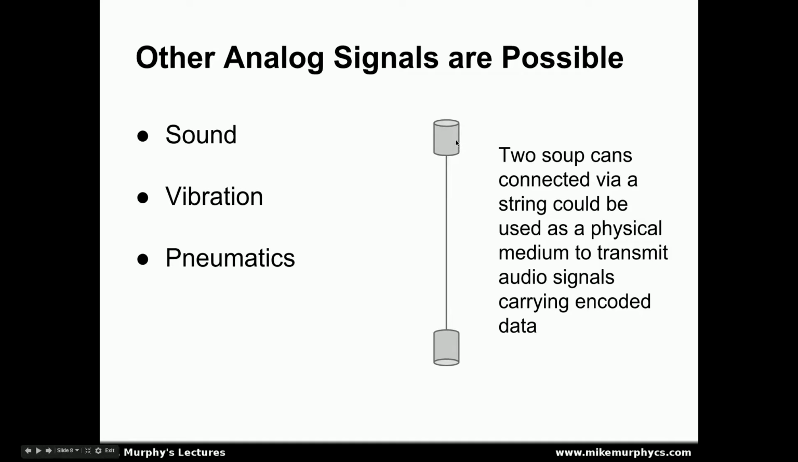We don't typically do this, however, because the speed at which the vibration moves down the piece of string is much, much slower than the speed that I could send an electrical signal down a piece of wire of the same length. So we'll typically use electromagnetic signals, but it is possible to use other types of signals.